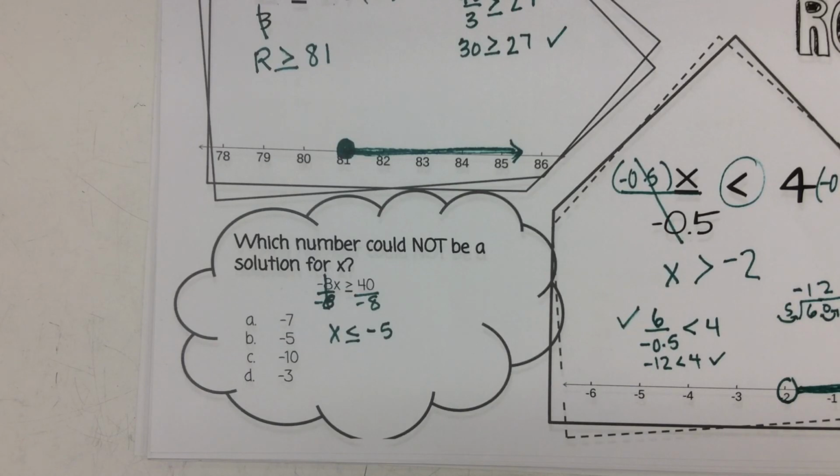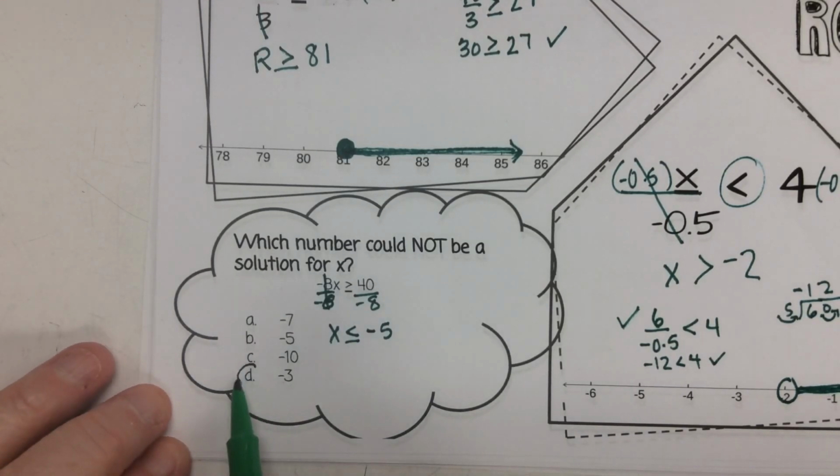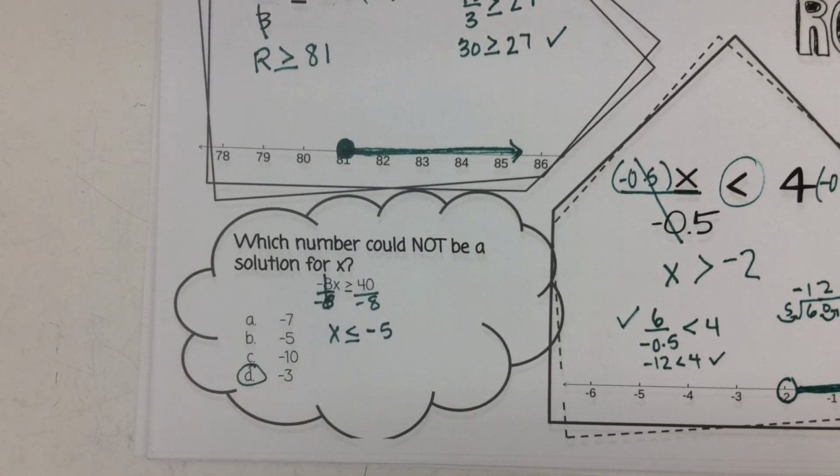Okay, so which number on there is not less than or equal to -5? -3, because it is to the right of -5 on a number line. It is the only one that's not less than or equal to.